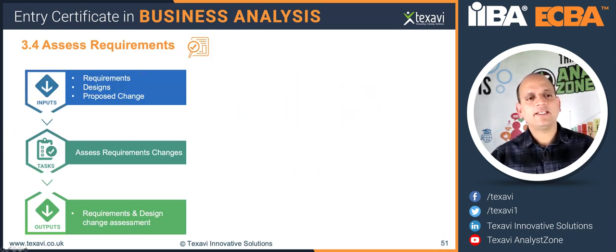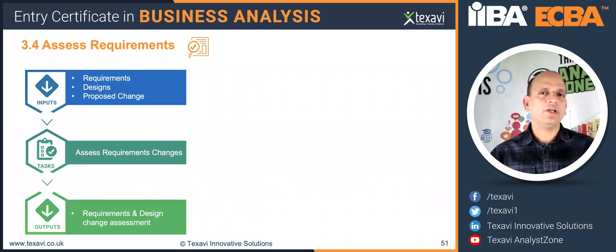And as we discussed, the inputs for this are the requirements, the design, and apart from these two accepted ones, which are already there for the other activities as well, we've got something called a proposed change. So this change is basically, you've already done something and then it was asked to change. So basically it's not a new requirement, but this is a change to the existing requirement.